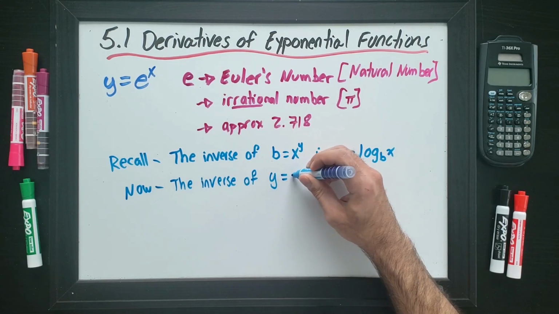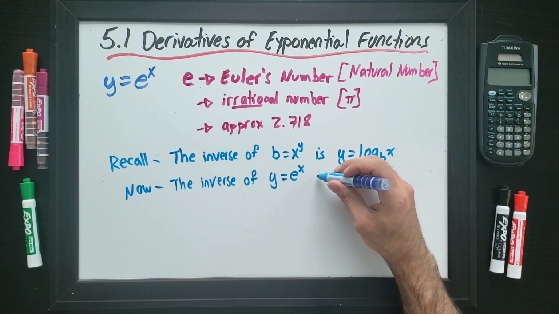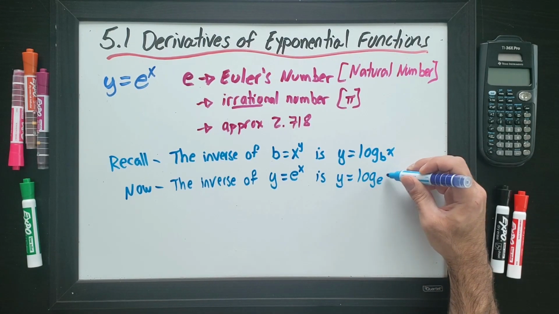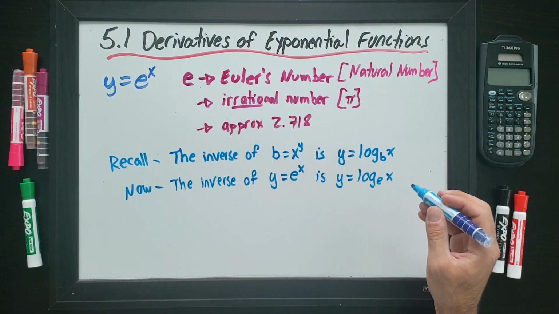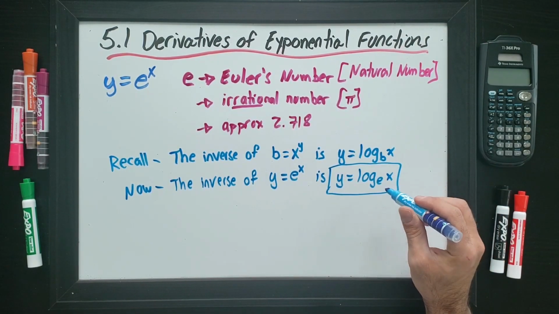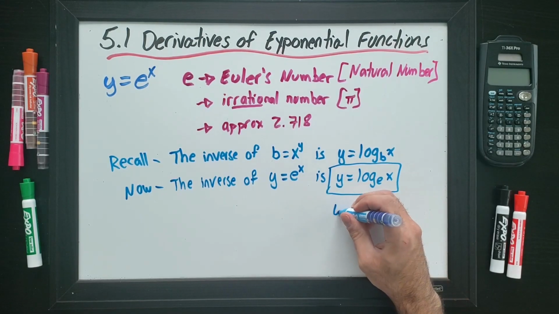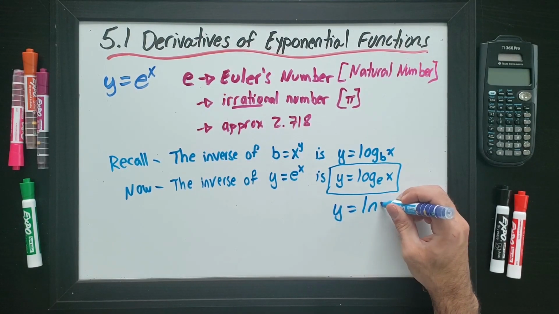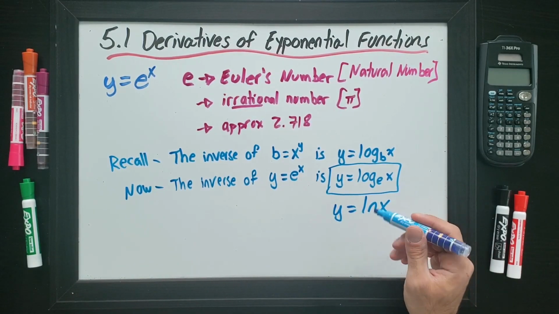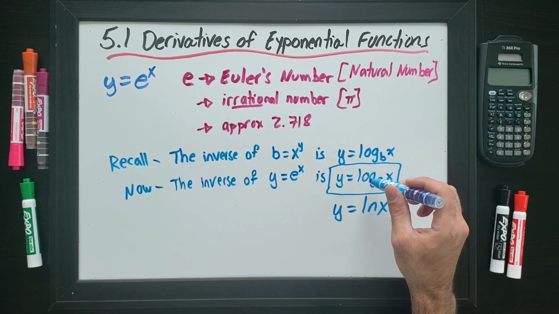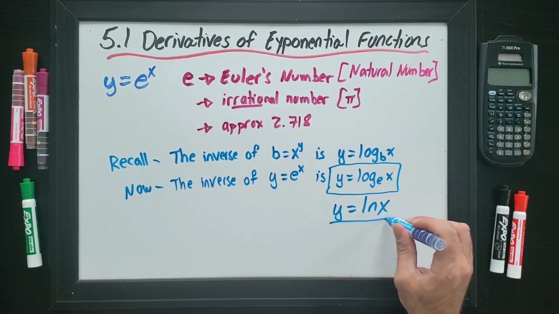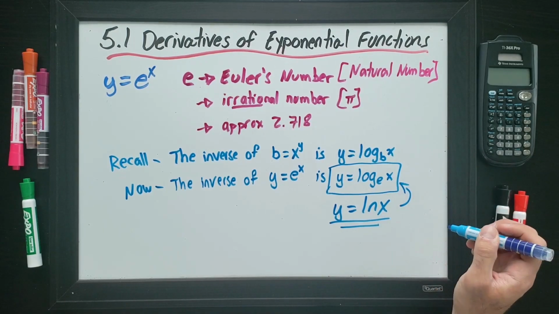Okay, now, if we do the same thing with Euler's number, the inverse of y equals e to the x is, use the same strategy, log base e of x. Now, this right here is special in math. Okay, we call this the natural logarithm, or ln x. Okay, I know you've seen ln, you have no idea what it is. This is just a logarithm with e as a base, with Euler's number as a base. So if you ever see this, this is what it means.